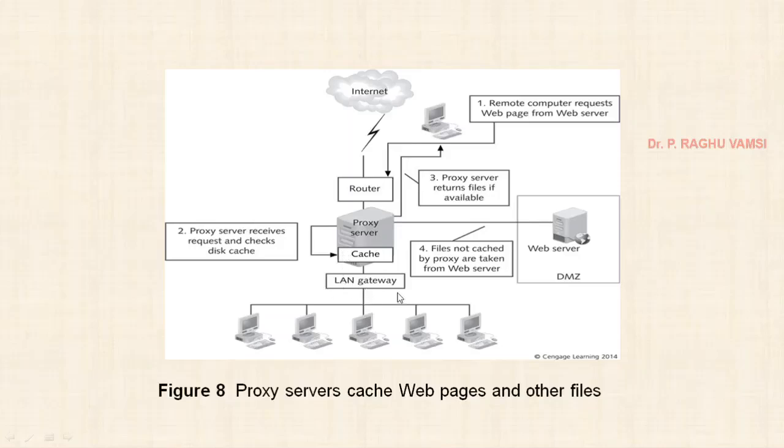From the LAN gateway, meaning a server which is placed before the LAN, from there again the local area network will be connected. So this is the way the proxy server will help us in caching the web pages and other files that are to be accessed from outside of the organization.